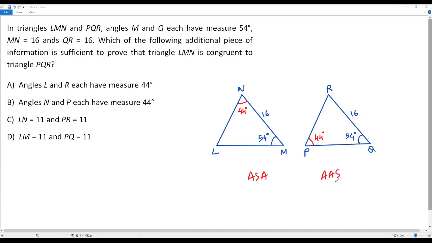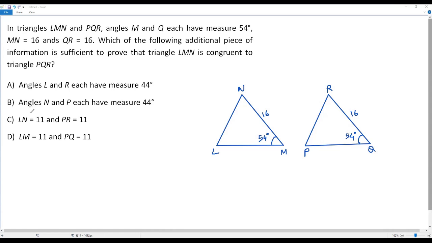Here we get two different triangle congruence postulates in the given two triangles. For the same reason we rejected answer choice A, we can reject answer choice B. That is, using the information in answer choice B, we cannot prove the given two triangles are congruent.